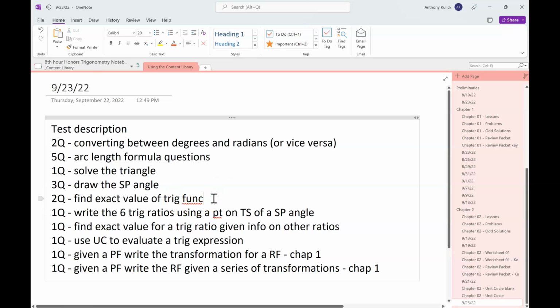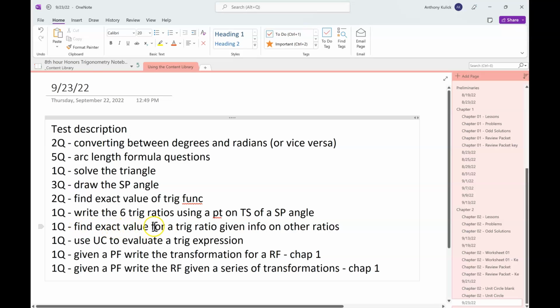2 questions are asking you to find the exact value of a trig function. What are we going to be doing to do that? Yeah, probably the unit circle, right? Write the 6 trig ratios using a point on the terminal side of a standard position angle. That's like an XY point, but it's like problem 59 and 60 from the problem set, or there are a bunch of problems like that on the review in the worksheet.